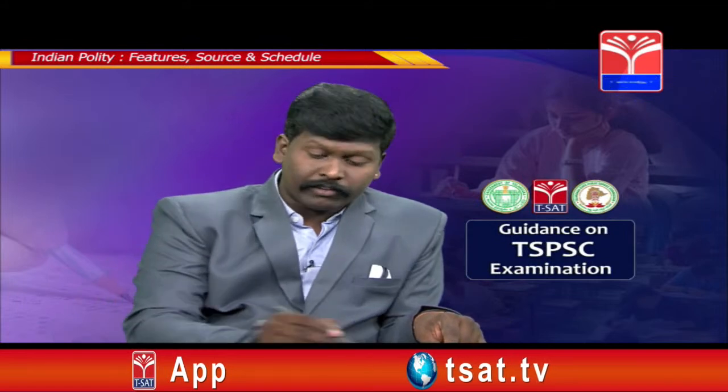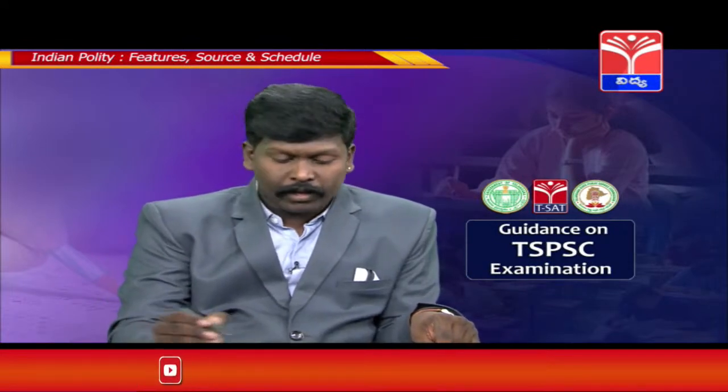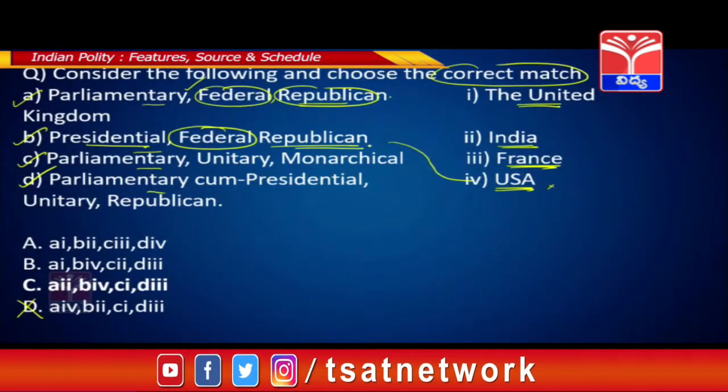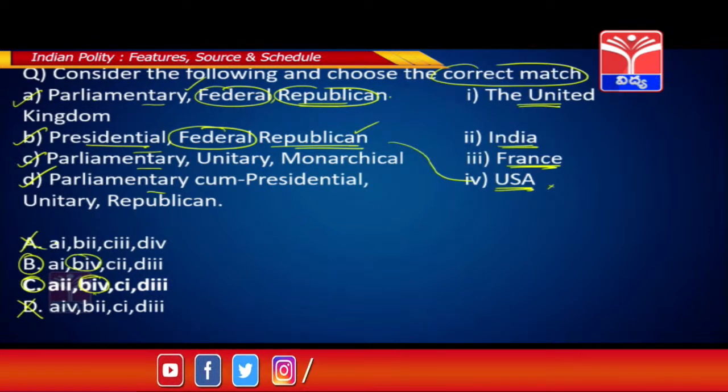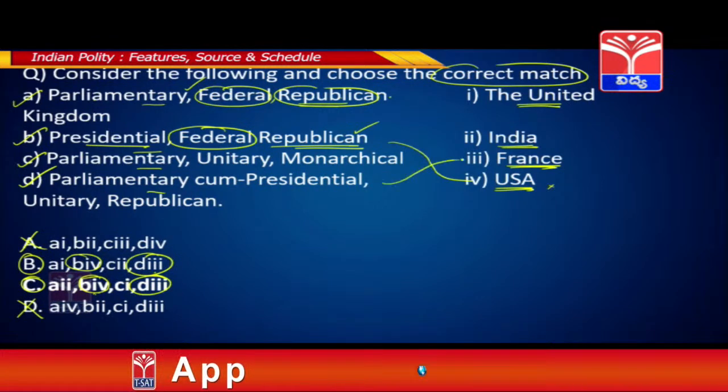Now, presidential, federal, republic. This can be USA. Presidential, it is federal and republic. President is head of the USA, so it is republic. It is a presidential form, not a parliamentary form. So B is 4. This is correct. This can be the answer. Now, so this is gone. As B is 4, you have D3. So D is 3, no problem.